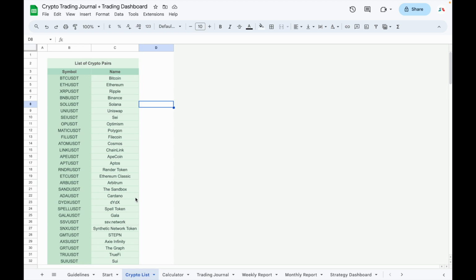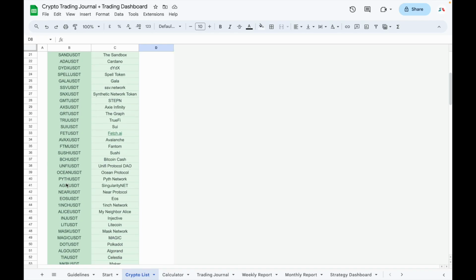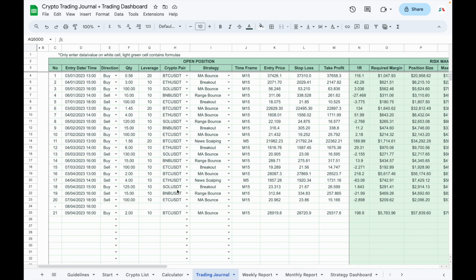There is a crypto list for you to input the crypto pairs that you are trading, so that you can select from the drop-down list in the trading journal. If the crypto pairs that you are trading are not in the list here, you can delete the existing ones and replace them, or you can add extra rows below. Now I will show you step by step how to input the trading data into the trading journal.